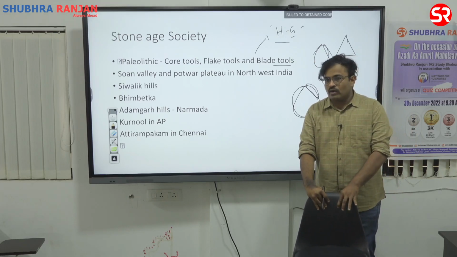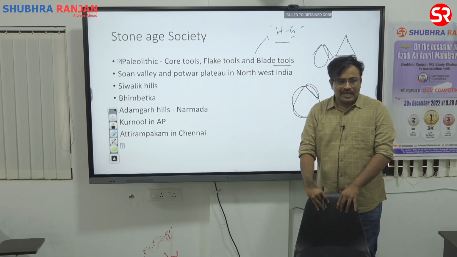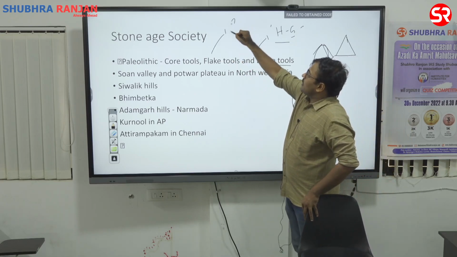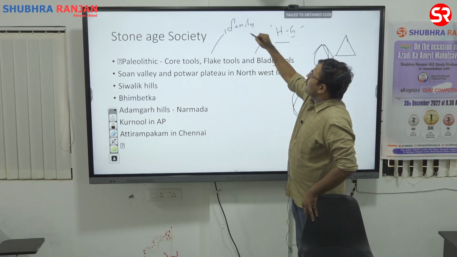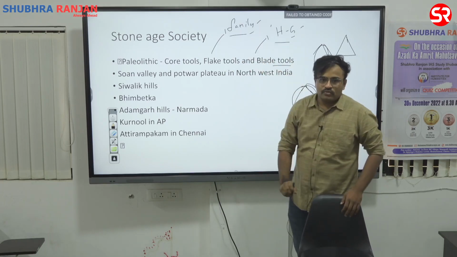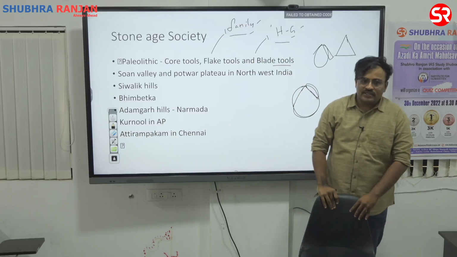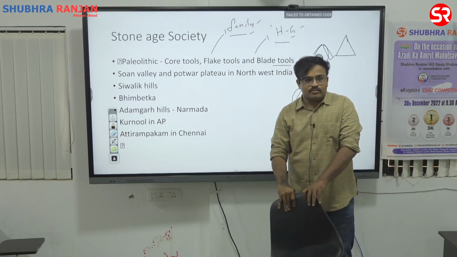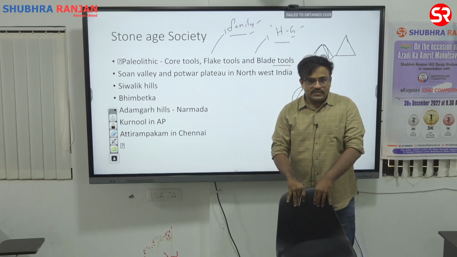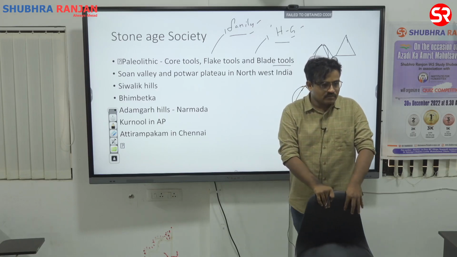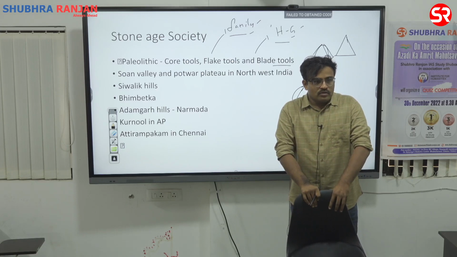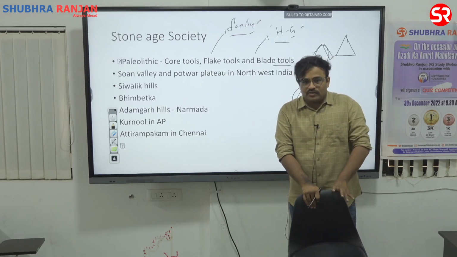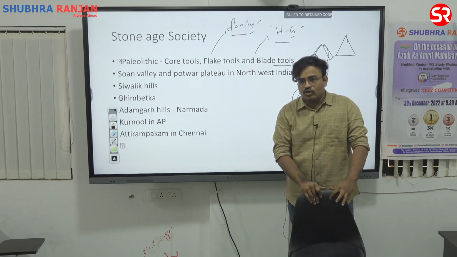Gathering is the work of female members of the society. And during the Paleolithic period itself, we see for the first time the evolution of a concept called family in human society. Family for the first time emerged here. And why do humans alone have this concept of families? What is the reason? Out of so many species, the human species has an extended concept of family. So why did this concept of family emerge among human beings?